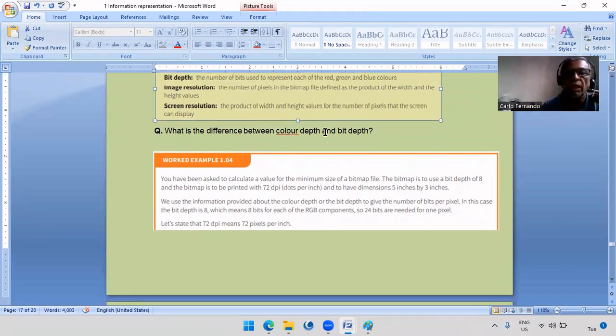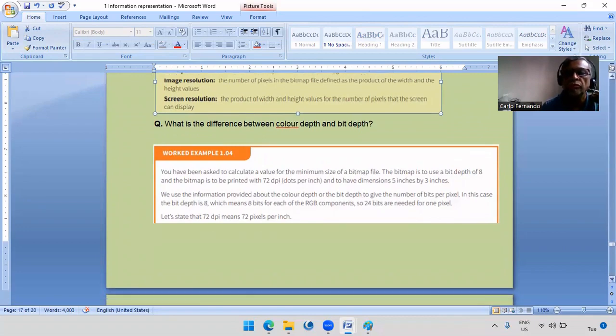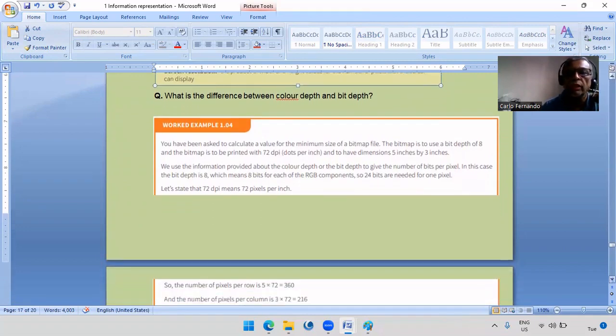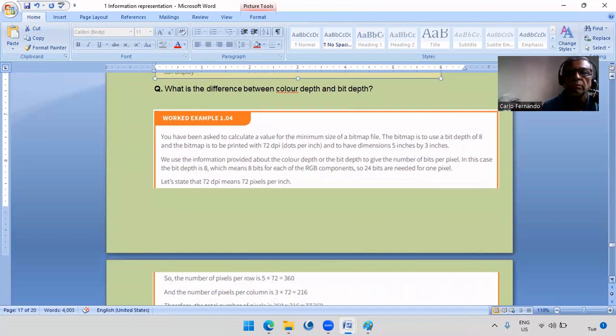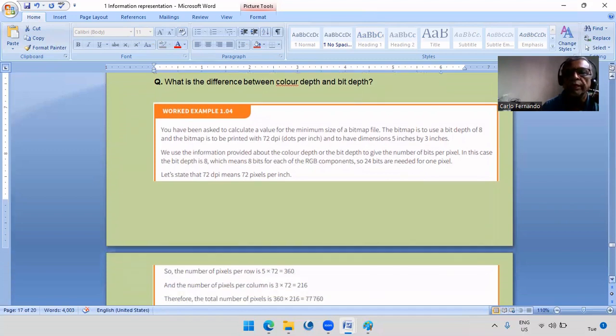What is the difference between color depth and bit depth? Pause the video if you like and think about it. Can you answer that question without getting confused or mixed up with the two definitions?